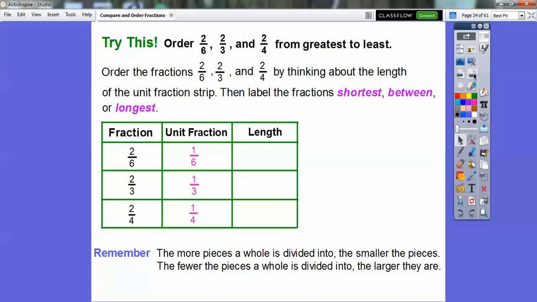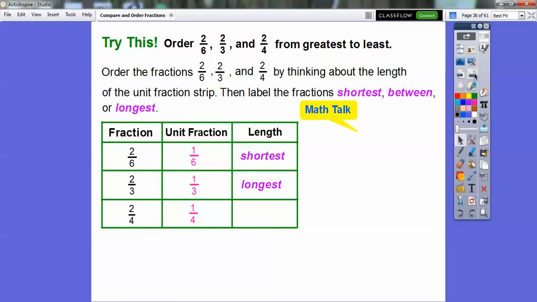And then remember this down here, the more pieces a whole is divided into, the smaller the pieces. So that just means that the bigger the denominator, the smaller the piece. So the smaller the denominator, the bigger the piece. So what that's going to tell us is this one is going to be the shortest length and this one is going to be the longest length. So that means this 2/6 is the shortest and this 2/3 is going to be the longest right here.